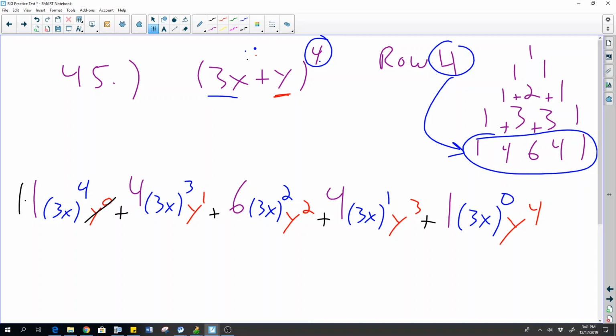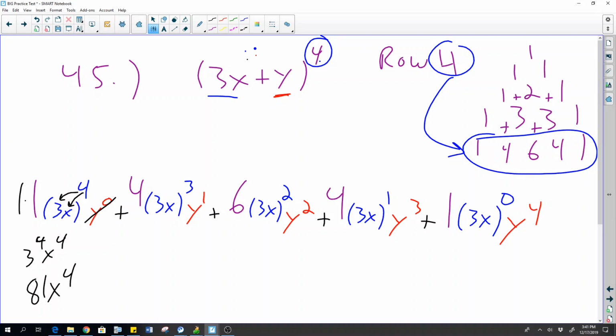Now that power 4 has to be distributed. That's the tricky part. People make a mistake there. Don't choose 3x to the 4th power on the test. That's a common mistake people make with Pascal's. It's actually 3 to the 4th power and then x to the 4th power. And so 3 times 3 is 9, times 3 is 27, times 3 is 81. So 81x to the 4th power.